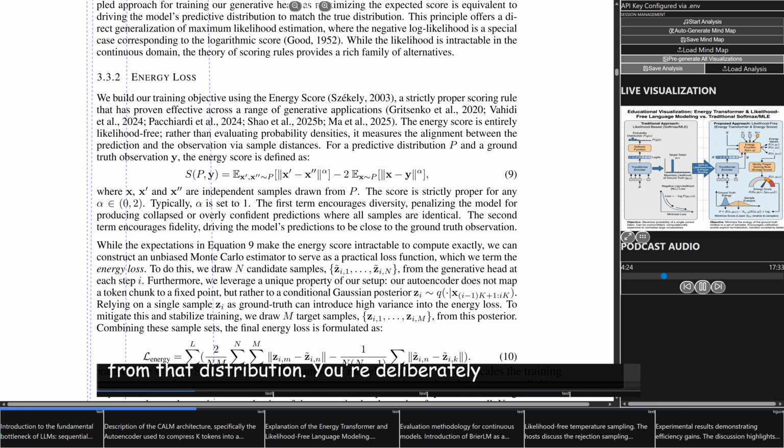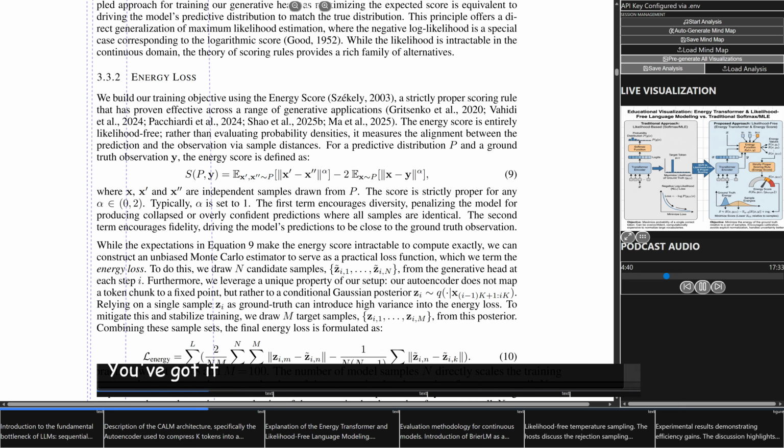You're deliberately injecting a bit of noise into the system. I see. So if the encoder is trained to reconstruct the tokens accurately, even when its input vector Z is being slightly jittered by that sampling process, it has to learn to find the right neighborhood on that map, not just a single brittle point.